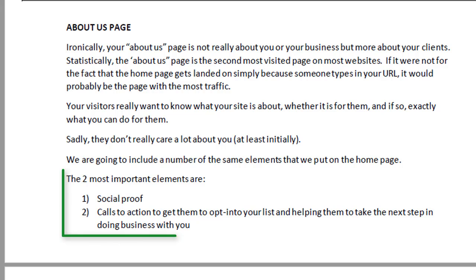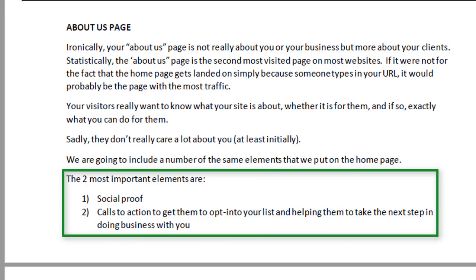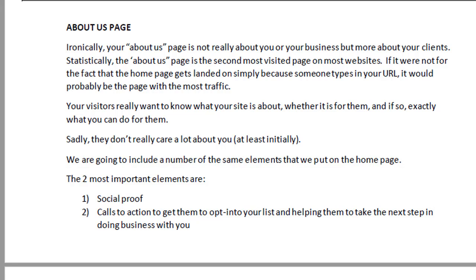So the two very, very important elements that you'll see in this page are social proof. Now, we spoke about that before in the homepage videos, and also the call to action. Now, the call to action obviously is, again, as we've said time and time again, to get them to part with that email address. So they're either going to opt into our list because we're going to give them something for free, or we're going to tell them what they've got to do to progress in the journey with us. What's the next step that they've got to do to do business with us? So let's have a look at the three key areas.